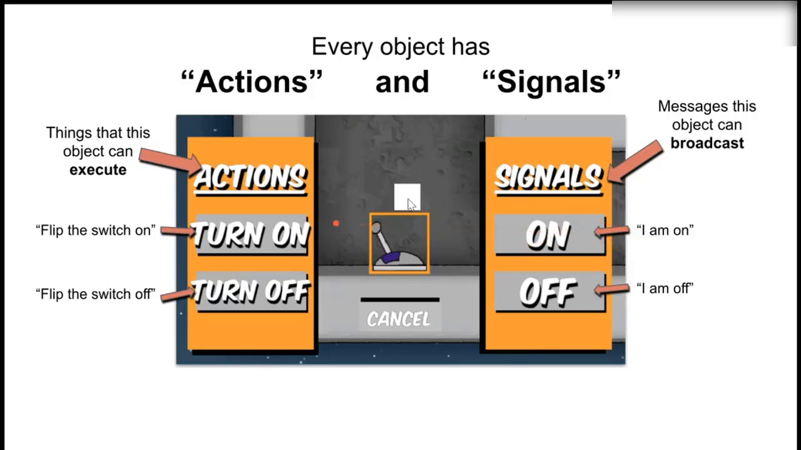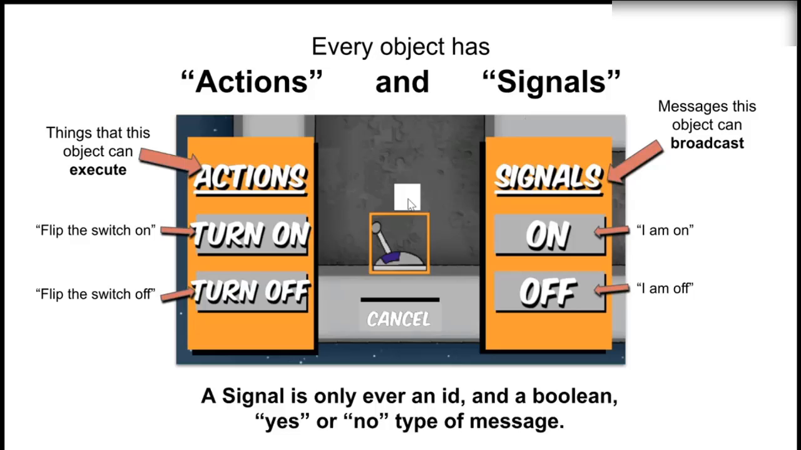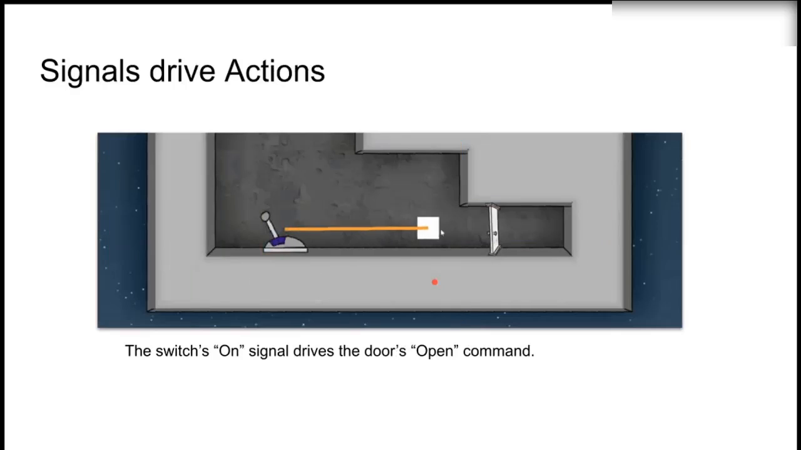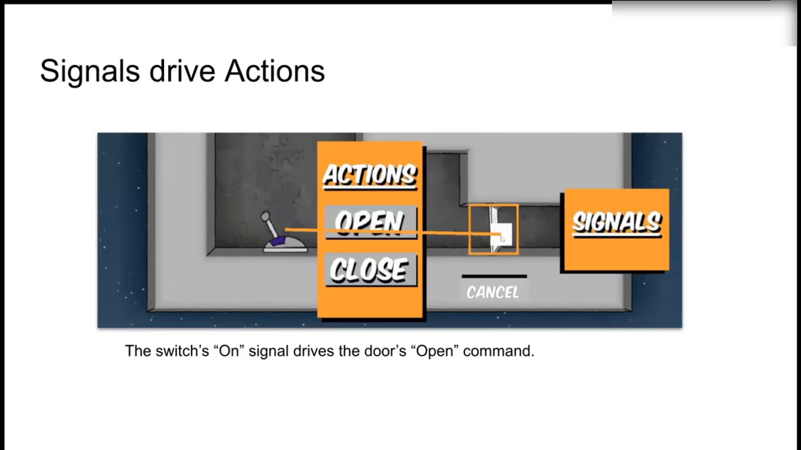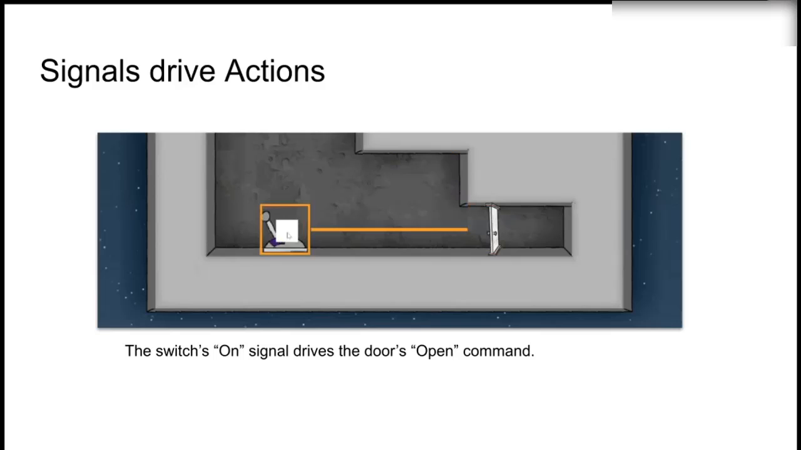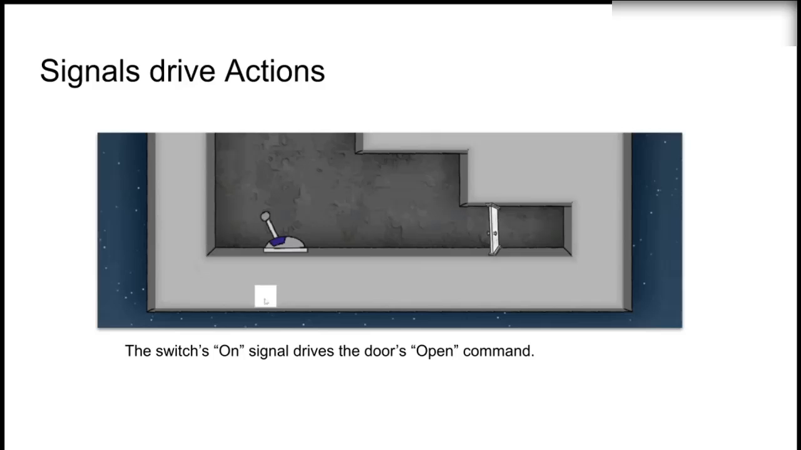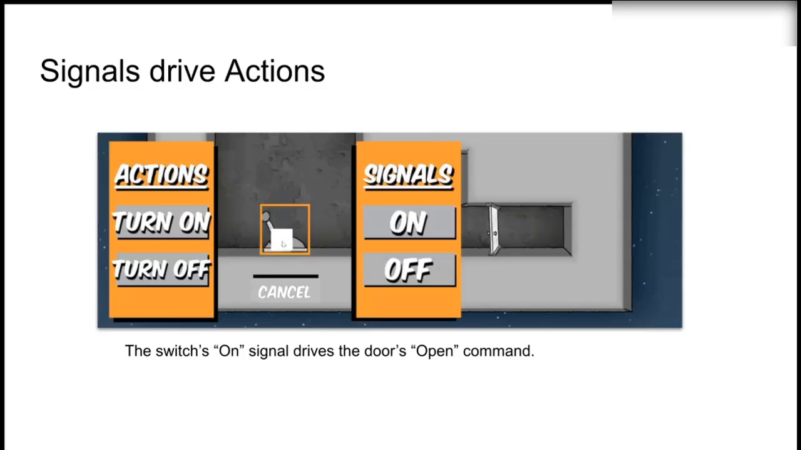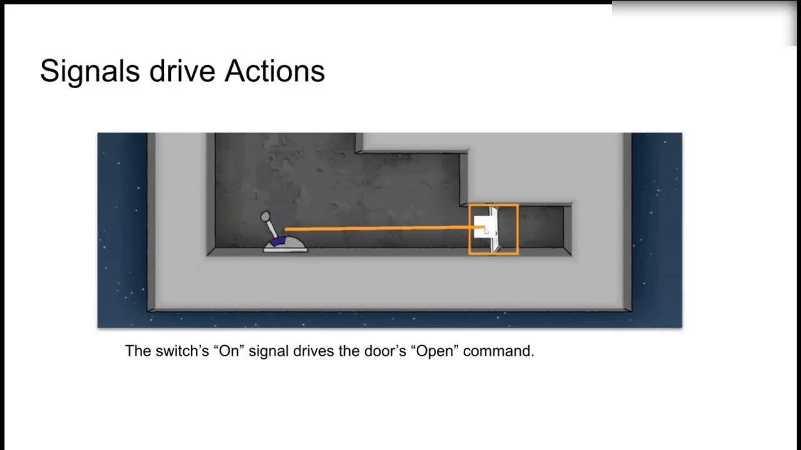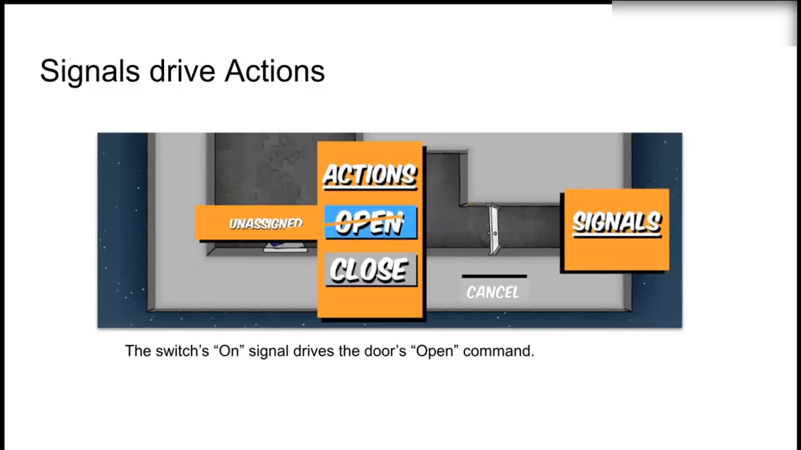Yeah, so actions do things, signals broadcast things. And these are only ever Boolean values. So you can't pack arguments onto these things. They're literally just yes or no's. You click on the door, you say I want its on signal, then you click on... I'm sorry, I said that wrong, but the signals of one object will drive the actions of another object. So in this case, the on signal from the switch will trigger the door to open.